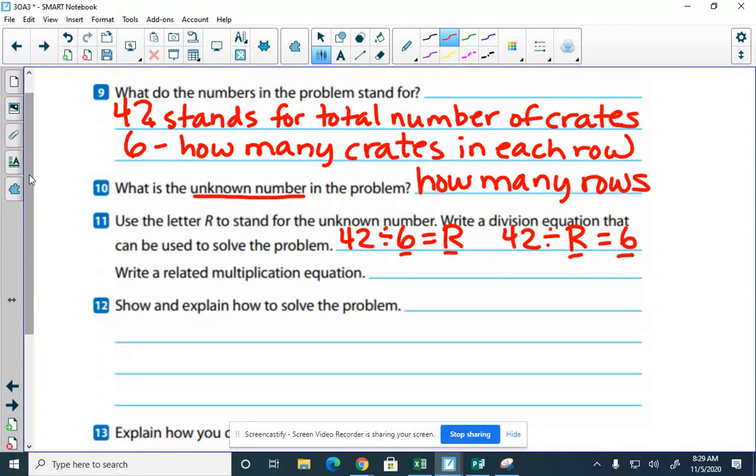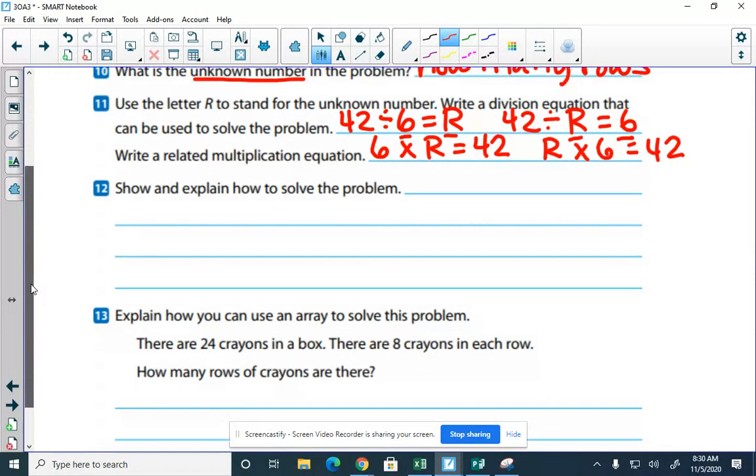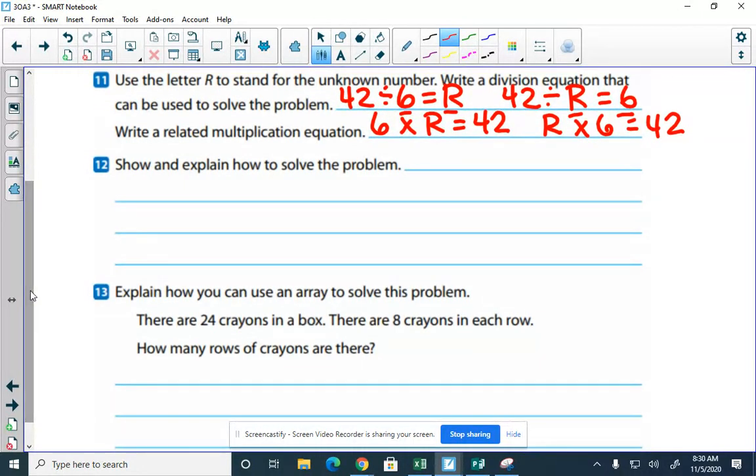A related multiplication equation is if I have 6 crates in a row, I don't know how many rows. I'm not given that in the problem. Or I could say how many rows, if I put 6 in each row, will give me 42. So if we flip-flop all of those, there's different ways we can explain the problem. If you just know the missing part of these number sentences up here, you can do it that way.